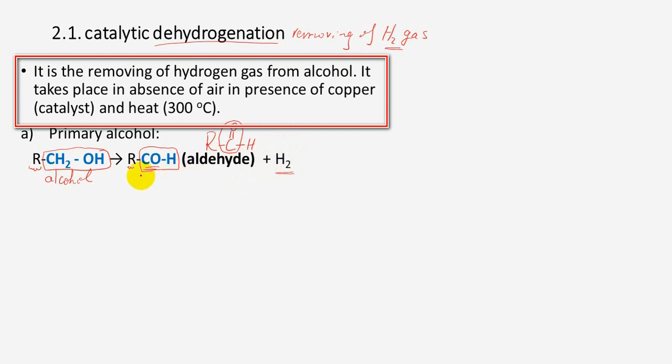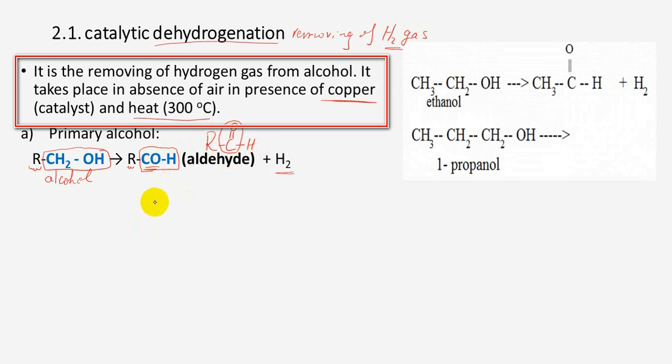A primary alcohol in the presence of copper and heat at 300 degrees is changed into an aldehyde. As I said before, an aldehyde is RCHO, a C double bond O with H. I will give some examples.